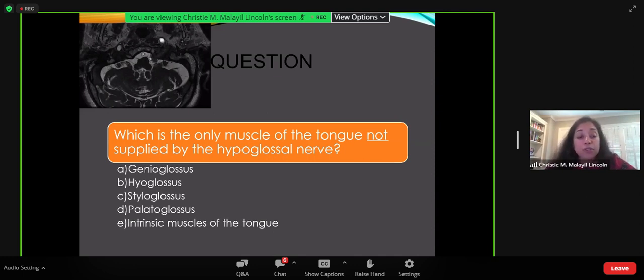The hypoglossal nerve does supply the genioglossus, the hyoglossus, the styloglossus, and the intrinsic muscles of the tongue. The palatoglossus is supplied by the pharyngeal plexus branch of the vagus nerve. So this is actually just a schwannoma of the hypoglossal canal on the patient's left side.